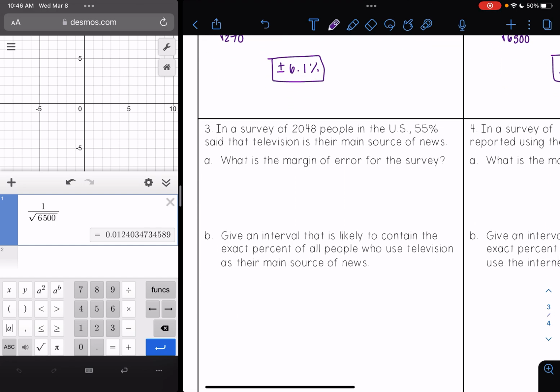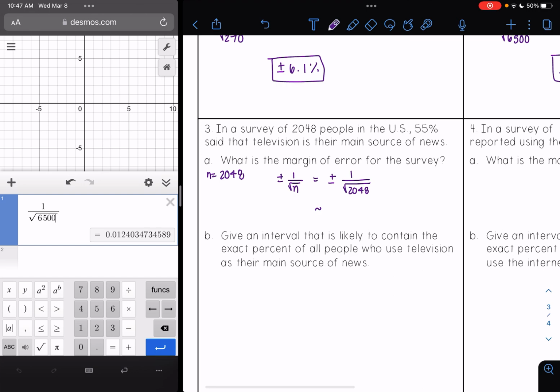Let's go ahead and apply this to a real-world problem. It says, in a survey of 2,048 people in the U.S., 55% said that television is their main source of news. So out of all the people in the U.S., they surveyed 2,048. That is my sample size. Now I want to find the margin of error for this survey. I know the margin of error is just going to be plus or minus 1 over the square root of n, so plus or minus 1 over the square root of 2048.